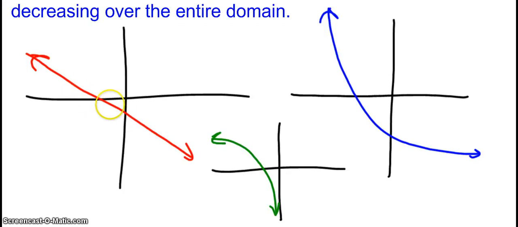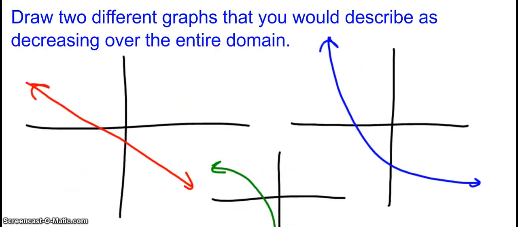So here again I drew a line. This is what we would call decreasing the entire time. Here I drew a curve that, again, I'm saying it mimics like an exponential function, but if you don't know what that is, that's fine. It's still a curve that's decreasing the entire time, and here my green curve is also decreasing the entire time. So let's look at these, increasing versus decreasing. What makes it increasing versus decreasing?